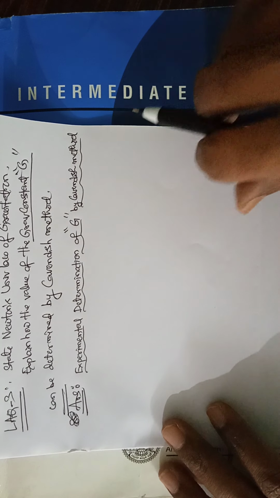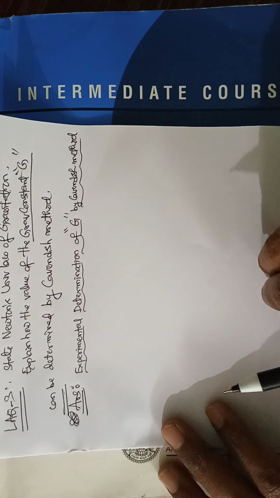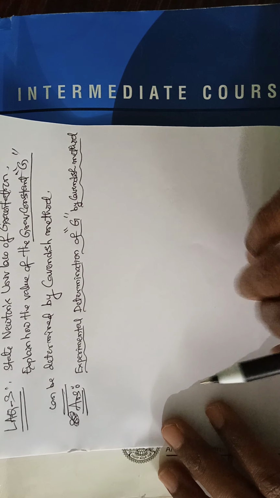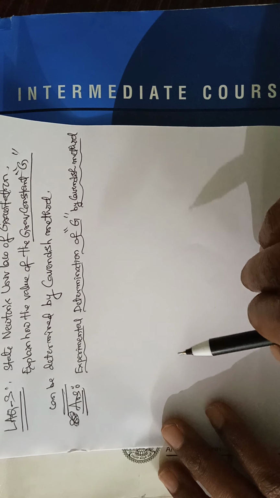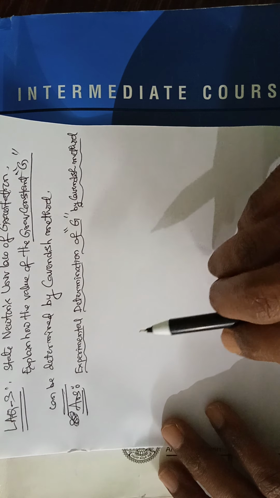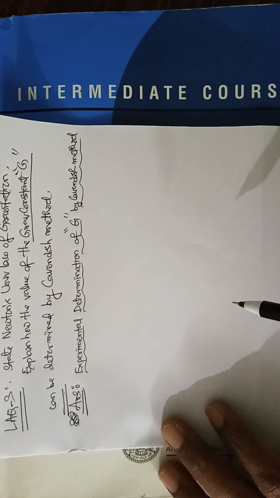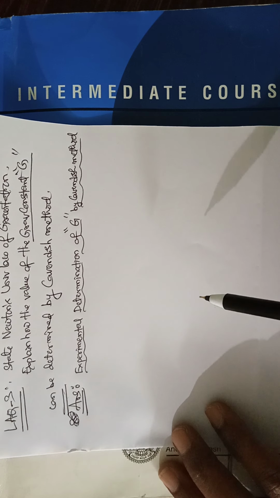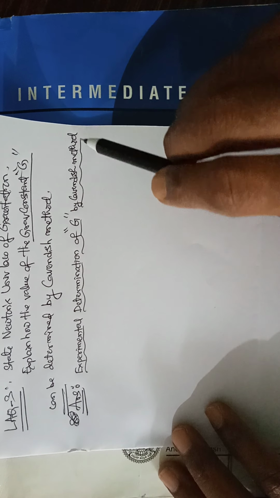Here is a long answer question. State Newton's universal law of gravitation. Explain how the value of the gravitational constant G can be determined by Cavendish method. Cavendish is the name of the scientist. The first half is already considered. Now we have to experimentally determine G value using Cavendish method.